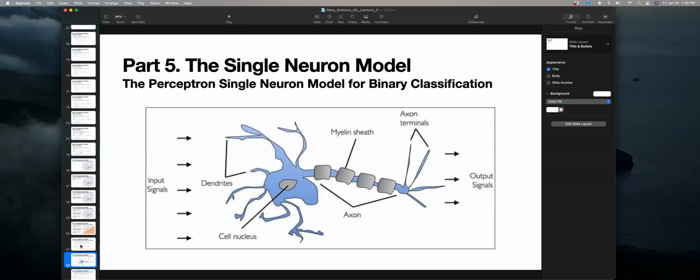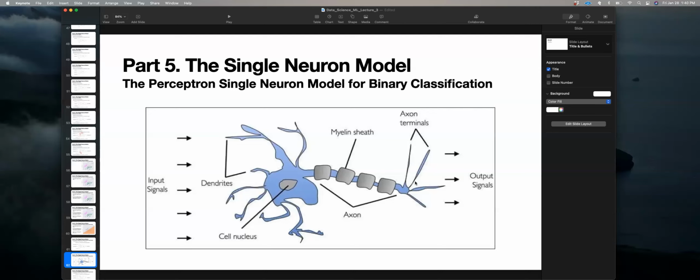This neuron takes in input signals and they flow through these dendrites into the cell nucleus. And then those signals pass along this axon, which is dampened according to how it has learned in the past by this sheath. And then it outputs over here through the axon terminals.